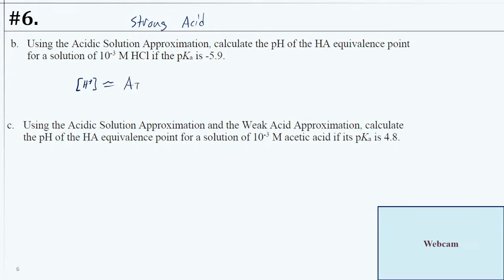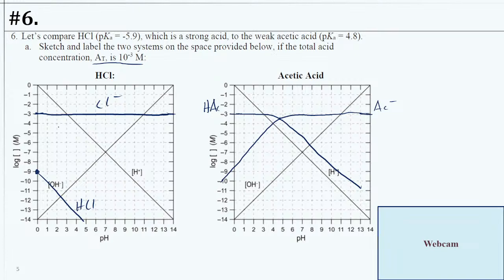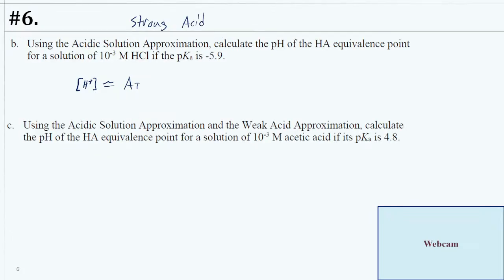This is going to be true if we flip back at this graph. As soon as we add any HCl, practically all of it at any pH range is going to be released as H plus and Cl minus. So it's effectively completely dissociating at any spot. So if we added 10 to the minus 3, that would mean that H plus is approximately 10 to the minus 3, which means the pH should be 3. Okay, so that was my hope that you'd see that.